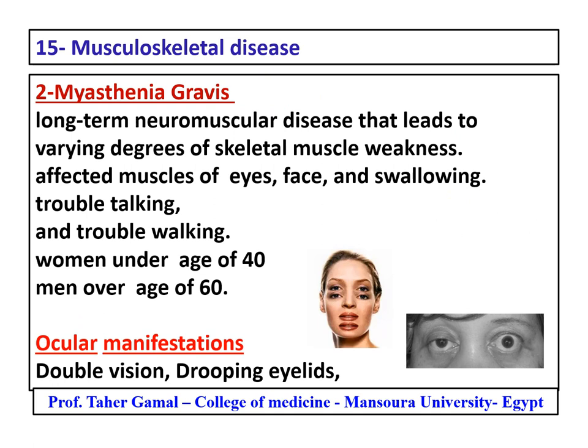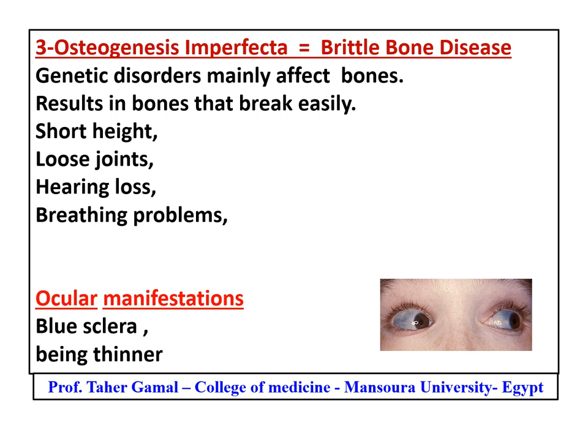Other musculoskeletal diseases are myasthenia gravis, long-term neuromuscular disease that leads to varying degrees of skeletal muscle weakness, affected muscles of eyes and face, and swallowing, trouble talking, and trouble walking. Women under age of 40 or men over the age of 60. Ocular manifestation, double vision, diplopia, and drooping of eyelids.